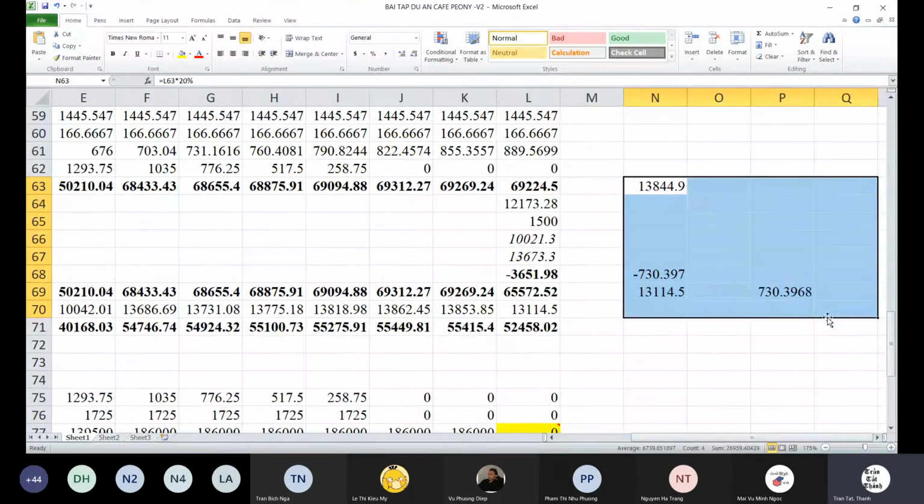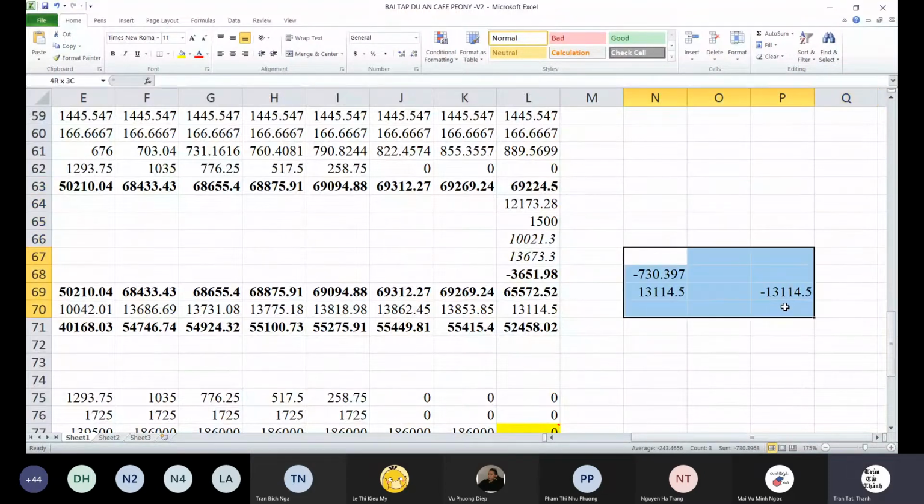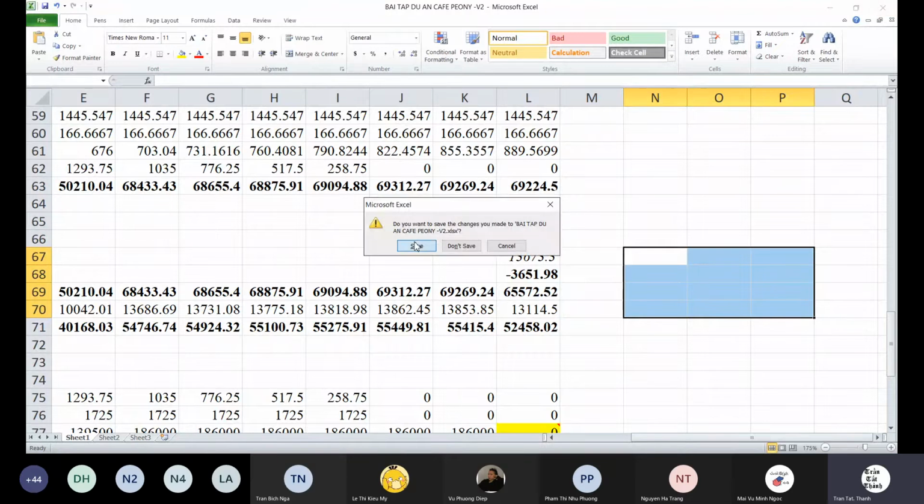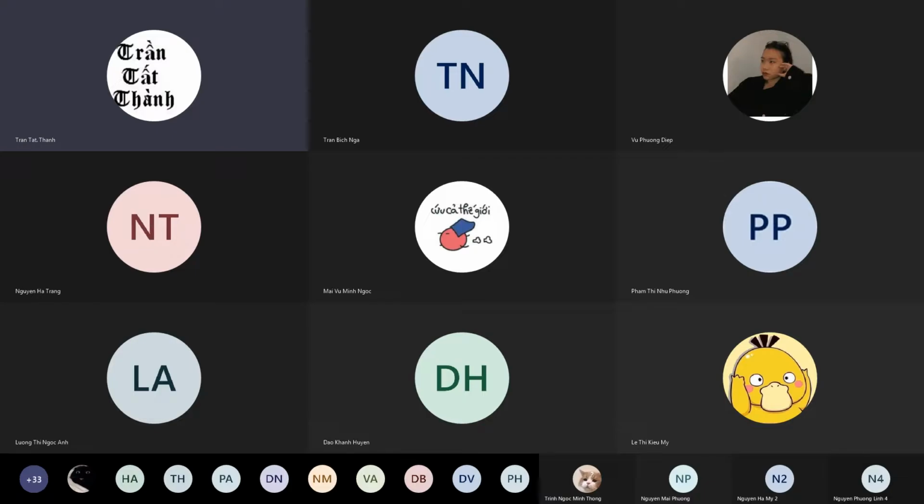Okay, so that's what I'm trying to explain to let you understand why we calculate as follows. Now we come back to the slide. Okay, now let's come back to the slide.